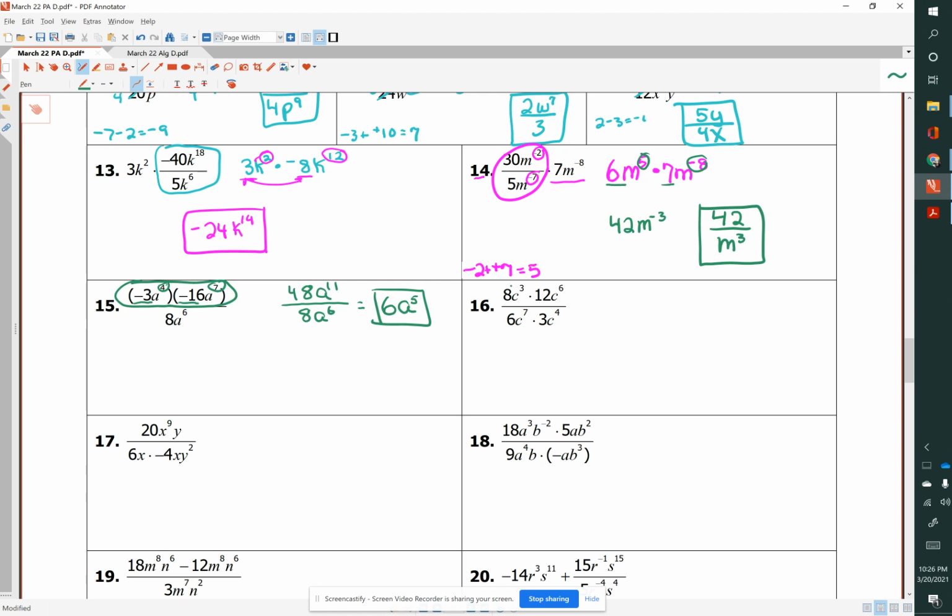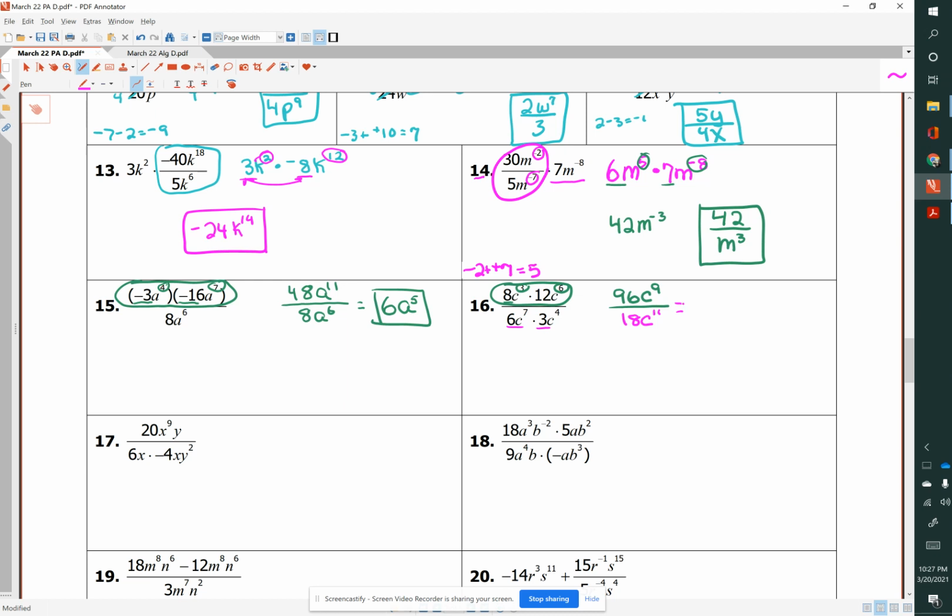So number 16, we're going to work with the numerator, and then we will work with the denominator. So we have 8 times 12, which is 96. And we have c, 3 plus 6 is 9. And let's change our color and go with the denominator. We have 6 times 3 is 18. And c, 7 plus 4 is 11. Now we just have to finish this up.